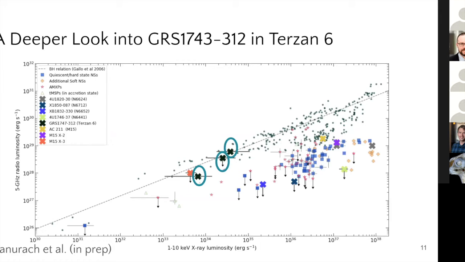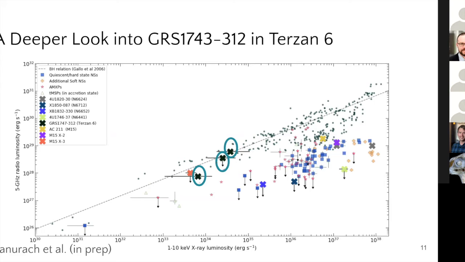So we had one observation right here in the middle that showed that the radio was completely non-detected, which you can see in this downward arrow that represents a radio upper limit. But then a month later, it showed one of the most important things about this system, which is that it directly overlaps the black hole population. So this means that neutron stars can be as radio bright as black holes.